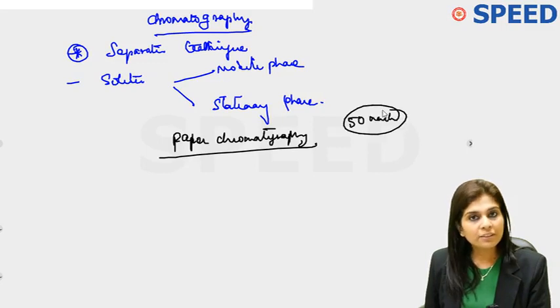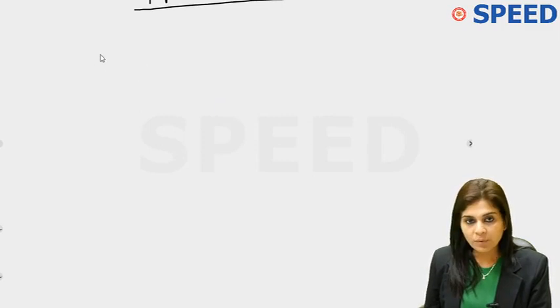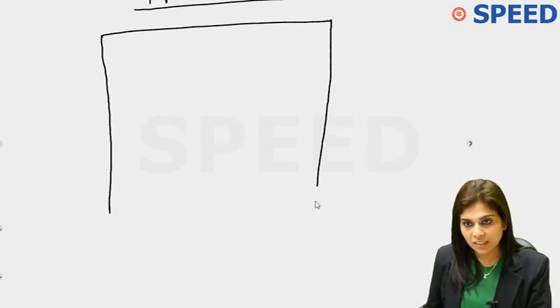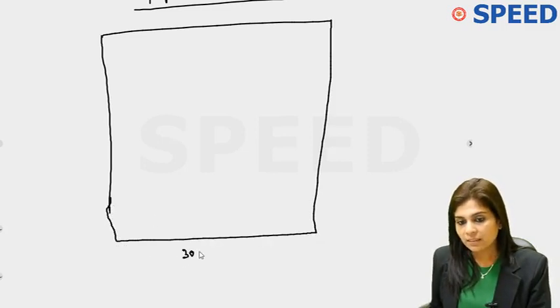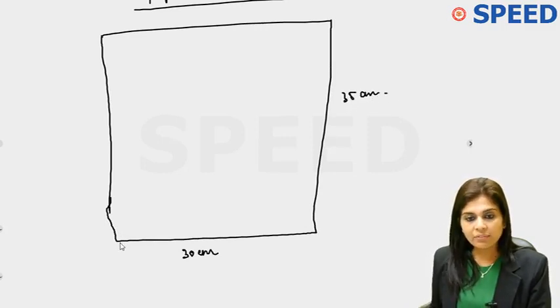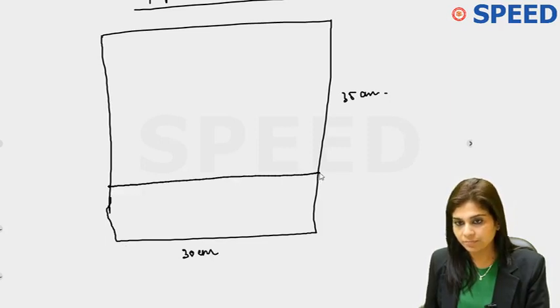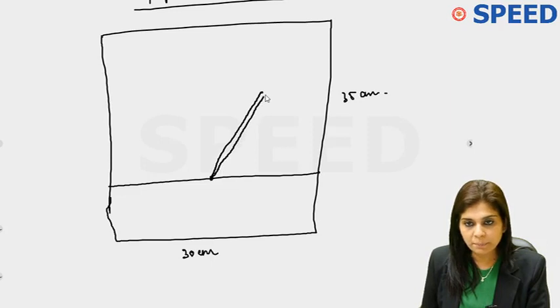And all that we are expected to do is take Whatman paper number 1, and cut this Whatman paper number 1 in exact dimensions of 30 cross 35 centimeter. The base will be 30 centimeter, the height will be 35 centimeter. And then 5 centimeter from the base, you are supposed to mark a line. And on this line, you are supposed to mark a dot. And on this dot, we have to add the amino acid mixture, which is to be separated using a capillary tube.